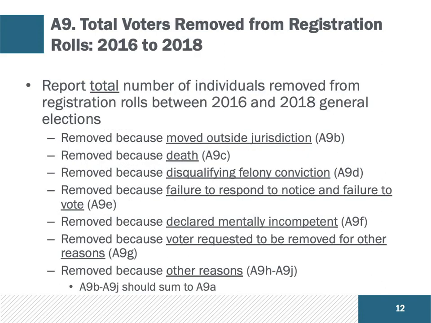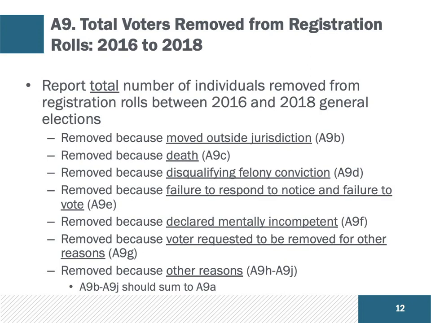Finally, in question A9, you'll report how many voters your jurisdiction removed from the registration list between the 2016 and 2018 general elections. Keep in mind that this question only applies to voters fully removed from the rolls, not voters who were moved to an inactive status. The total number of removed voters will be recorded in A9A, and in the rest of the question, you'll specify the reasons for removal. If the reason isn't already listed in A9B through G, you can use one of the other options in H, I, and J. The numbers you report in A9B through A9J should sum to the total number of removed voters that you reported in A9A.